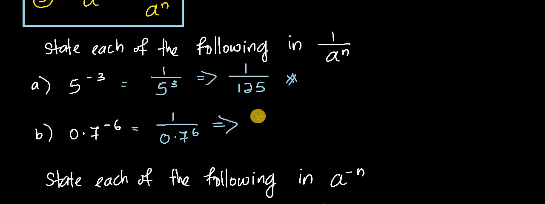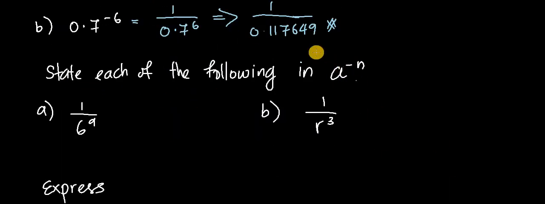This is just another way of writing it. And if you want to solve this, you will get 1 over 0.117649. But if you don't want to solve it, you can leave it like that. It's also okay. So you must be very familiar with writing a negative power as a fraction and vice versa. You must also be familiar with converting a fraction back into a negative power.